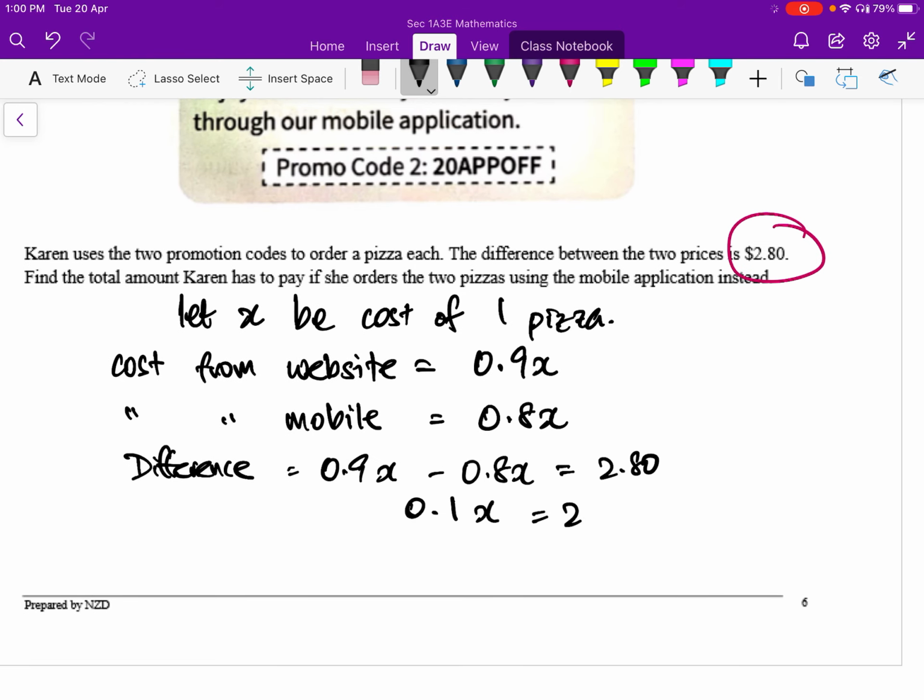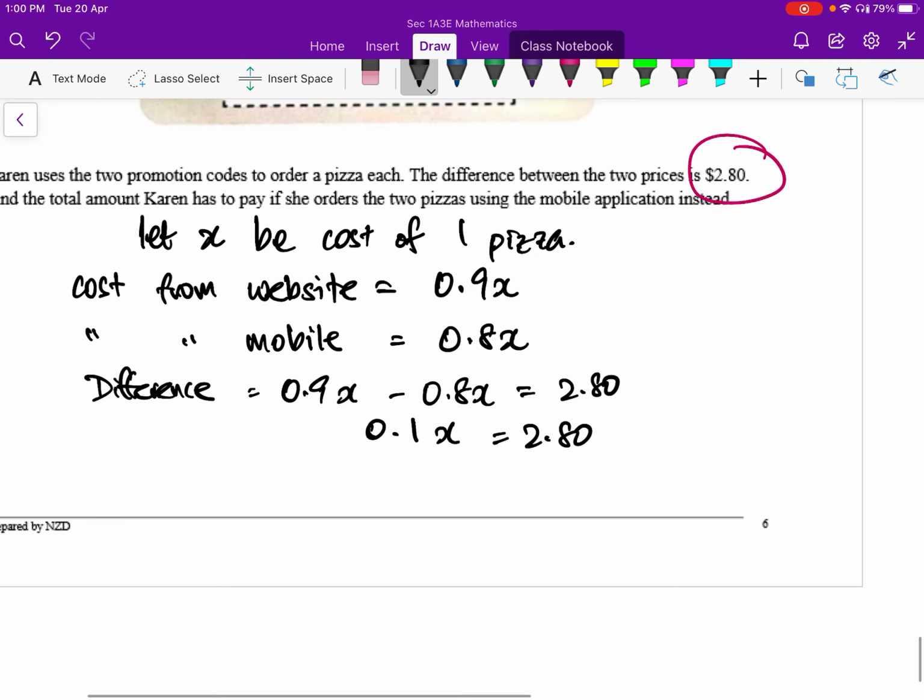0.1x is 2.80. I want x. How do I get rid of the 0.1? Times 10, you get x only. Instead of that, we can also get rid of the 0.1 by dividing by 0.1, and you get the same thing. x will be $28. Is that what the question wants?